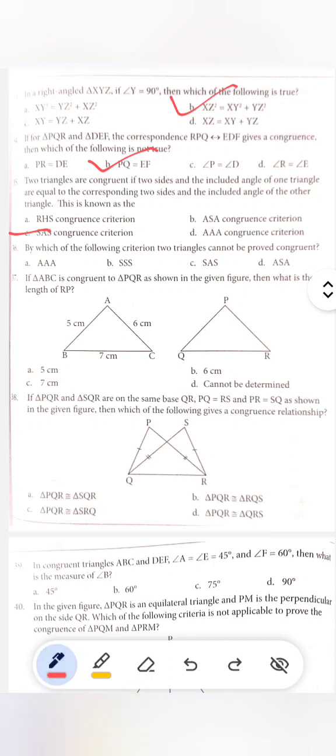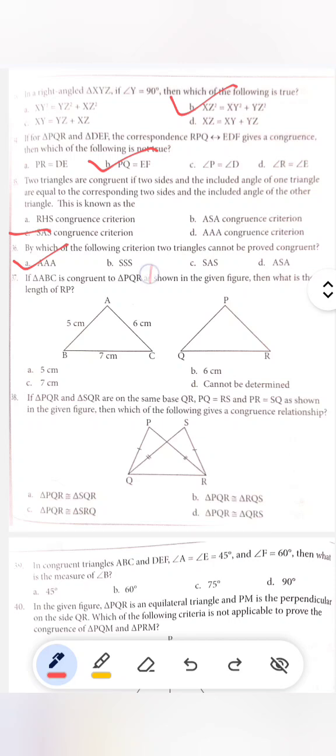By which of the following criterion two triangles cannot be proved congruent? Already I have told you angle. Now question number 37. In triangle ABC congruent to triangle PQR as shown in the given figure, what is the length of RP? ABC is congruent to PQR. It means the length of RP will be how much? 6 centimeter.